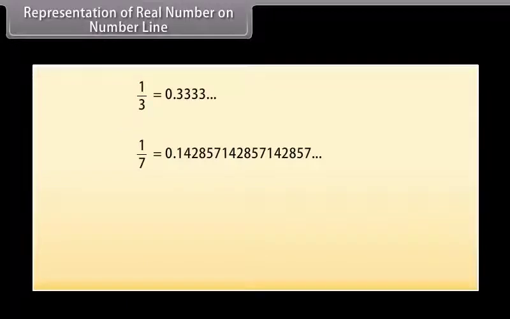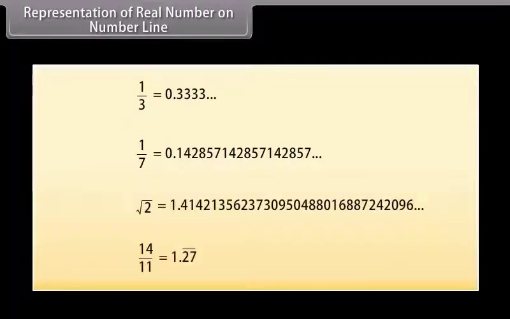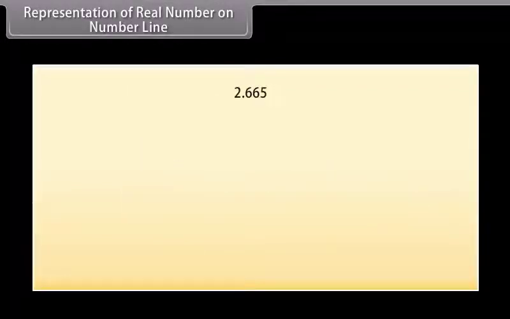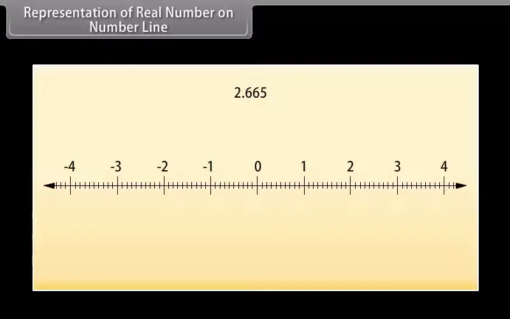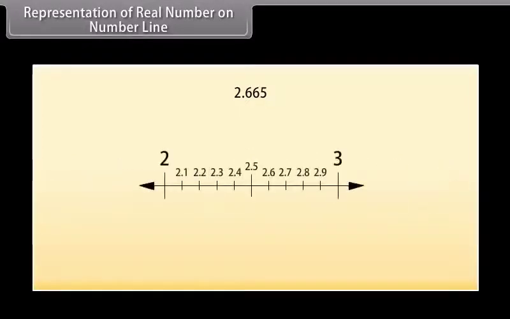Representation of real number on number line. We now know that every real number has a decimal expansion. That decimal expansion helps us to locate it on a number line. Let us locate 2.665 on a number line. We know that it lies somewhere between 2 and 3. Imagine dividing it into 10 equal parts. For a clear view of numbers, the first part represents 2.1, the second part is 2.2, and so on.